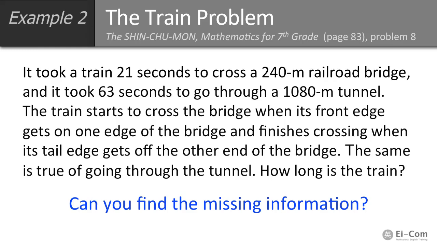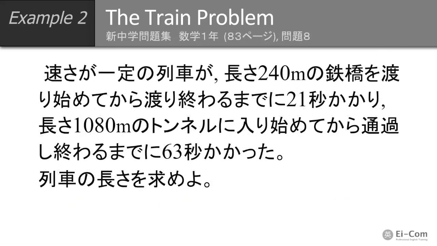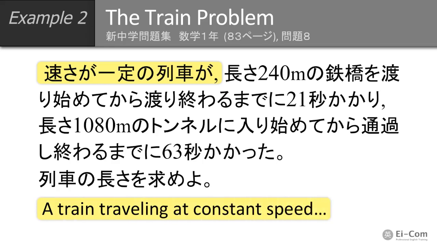To find the missing information, it is helpful to check the Japanese version of the same problem, which appears on page 83 in the Japanese textbook. Notice that the problem begins with the phrase, "Hayasa ga itte no reisha ga." The equivalent phrase in English is, "a train traveling at constant speed."